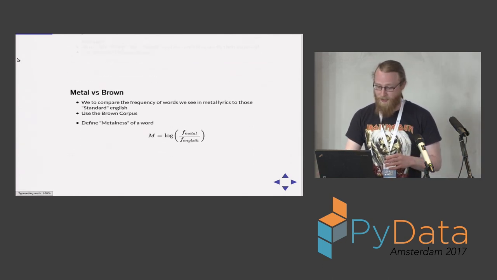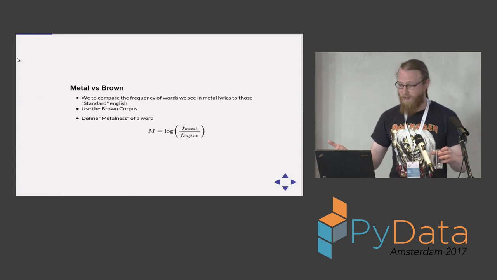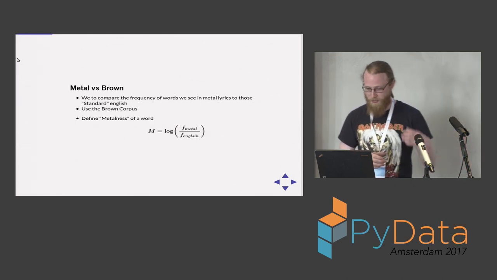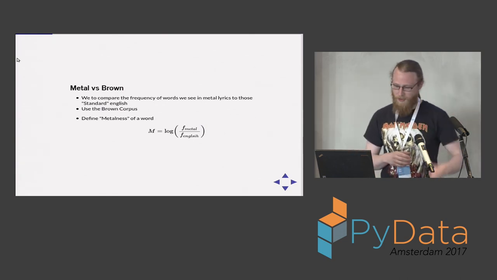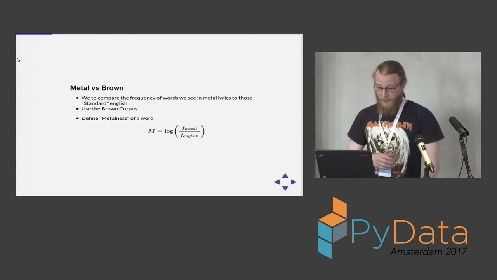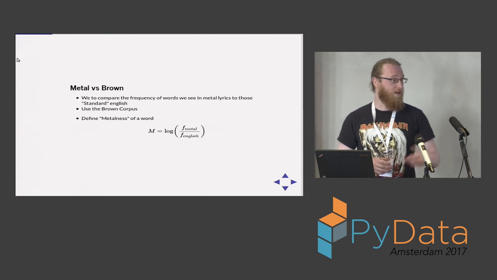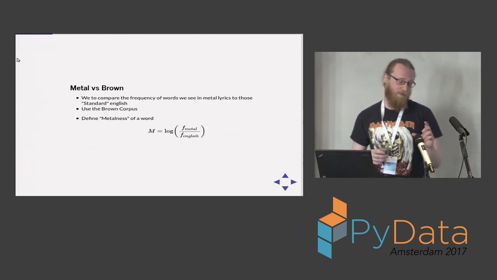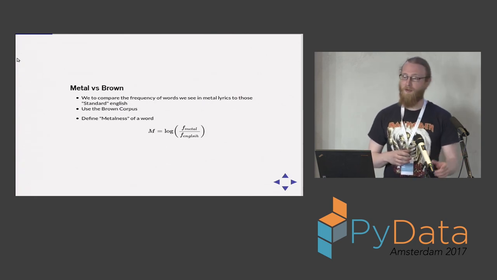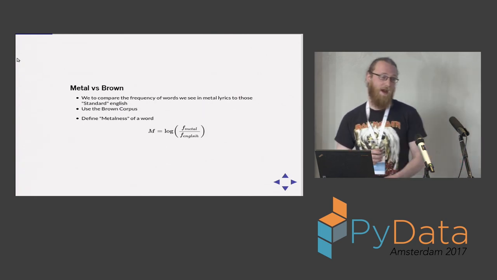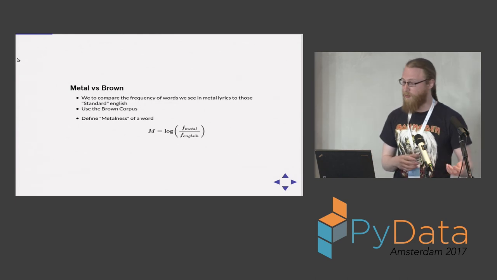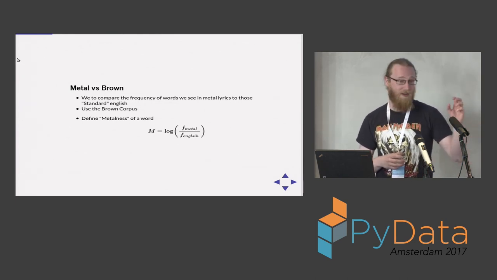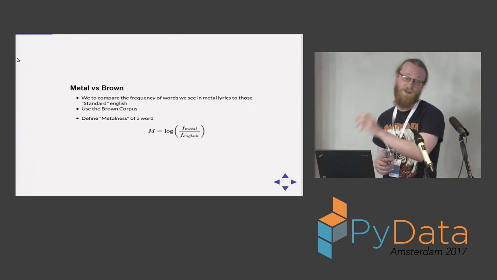For the sake of this, I've taken the Brown corpus, which is a standard set of documents, newspaper articles, things like that. And I've counted the frequency of words occurring in there. I've done exactly the same for my metal corpus. I've taken words that occur in both of them more than five times for each, and I've defined a metric which I'm going to call metalness. And it's simply the logarithm of the ratio of the frequency of the word in the metal corpus to the frequency of the word in the English corpus.